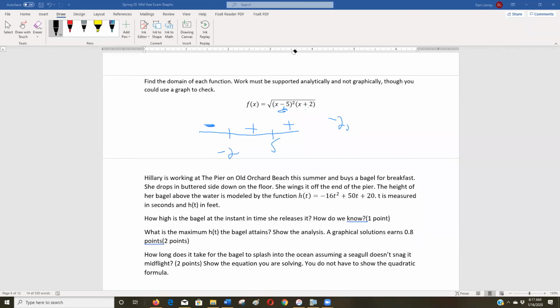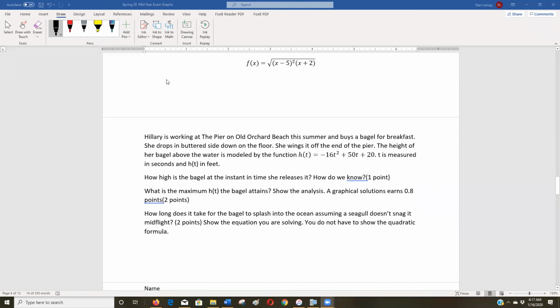Because the -5, it's equal to 0, and that's not a problem. And it's closed at -2. All right, so that's that graph. That's that domain with the analysis. And then the last question for this version is about Hillary.